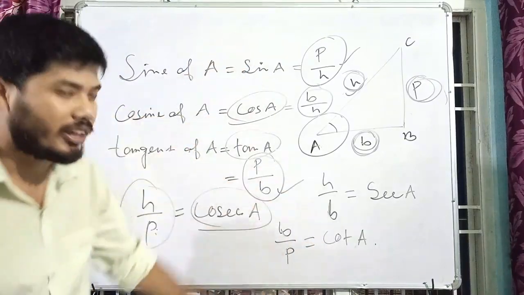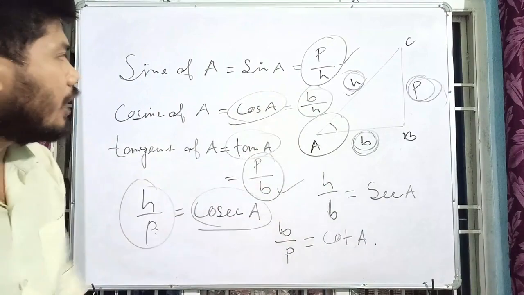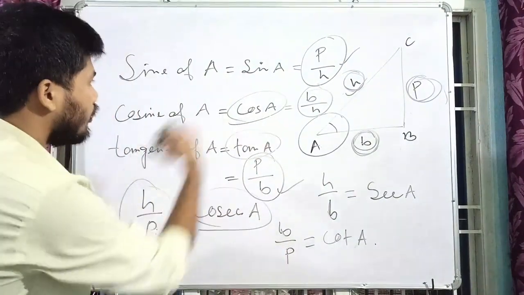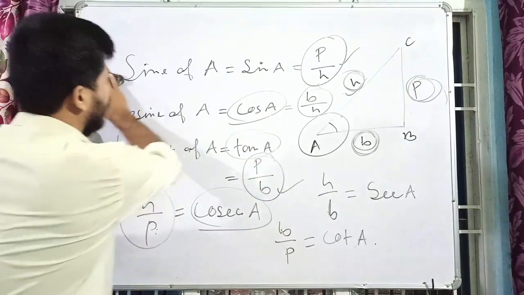Okay, now it has all become tricky, right? B by P, H by P, it has become confusing for us. So how will we remember? Well, let me first clean it all, and let me write it again and explain everything.